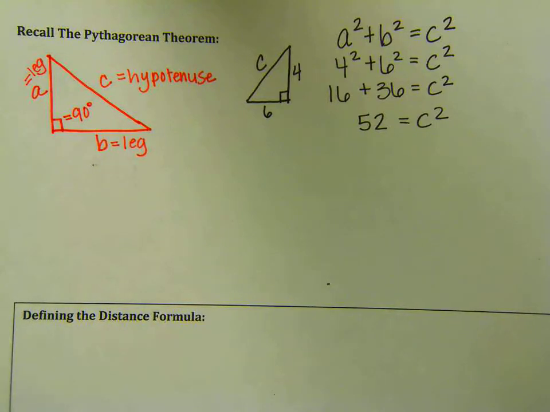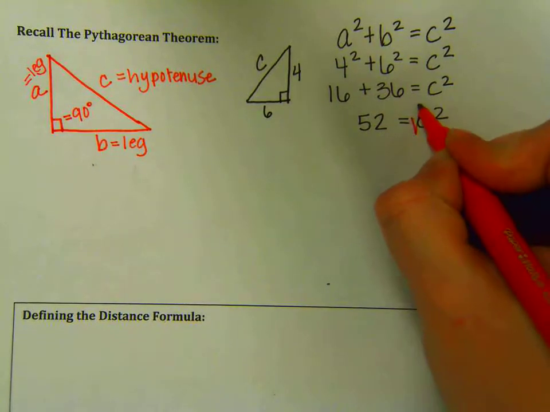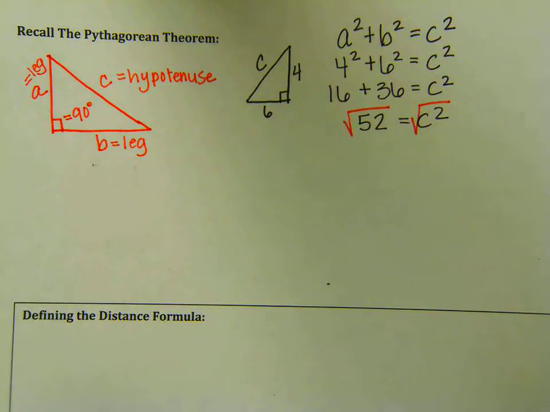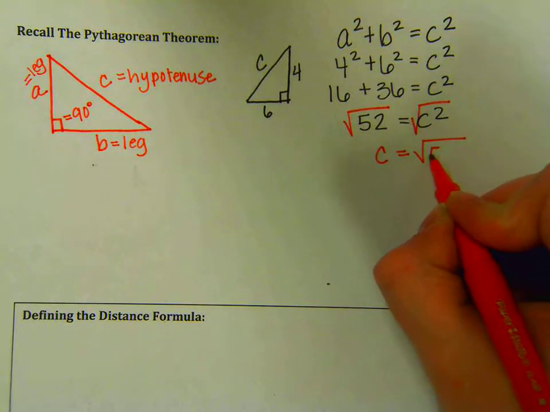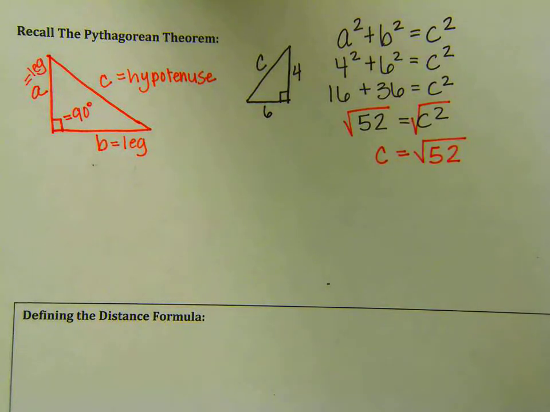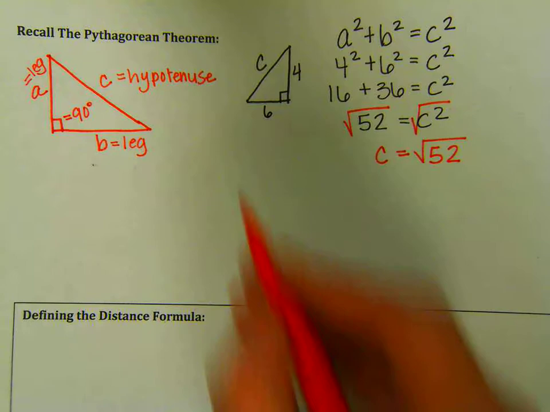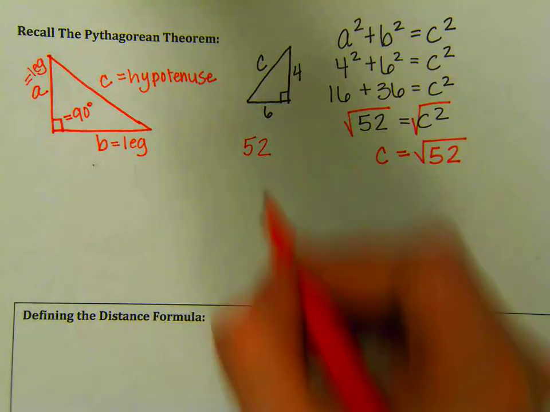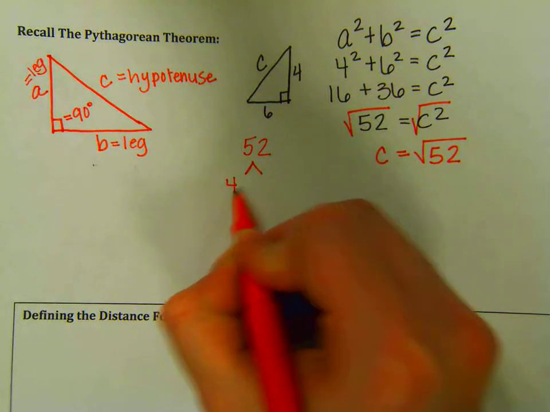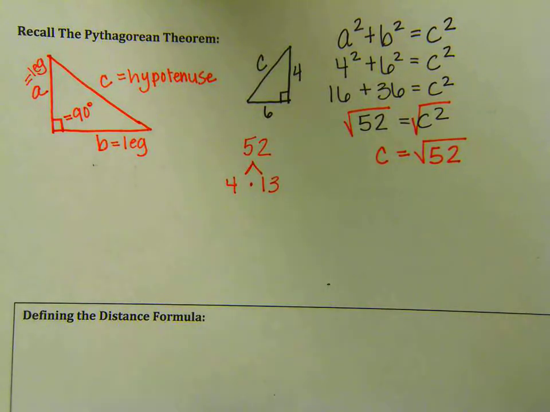Now, I need to get C by itself, so I'm taking the square root of both sides. So C is equal to the square root of 52. Now, before you move on any further, I want to make sure that you are trying to simplify that as far as possible. So I'm rewriting 52 as 4 times 13, I'm sorry.